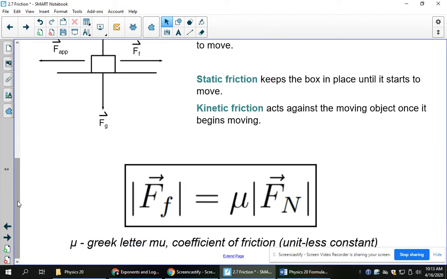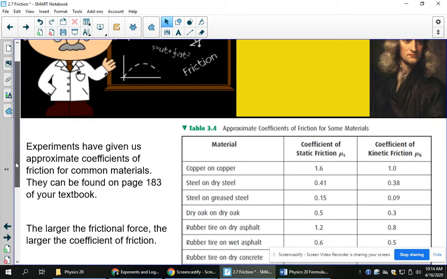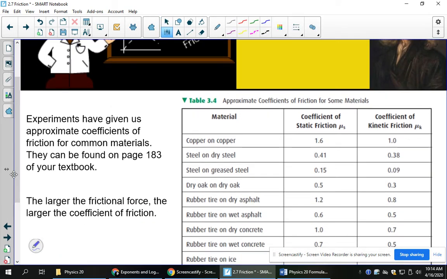Here's the formula for force friction. It's equal to mu Fn. Fn being normal force and mu being a Greek letter that stands for the coefficient of friction. This is a unitless constant that we use, and this changes depending on the surface. So if you look at the next slide and make a note here, this is on page 183 of your textbook. We have these coefficients of friction figured out for several different materials.